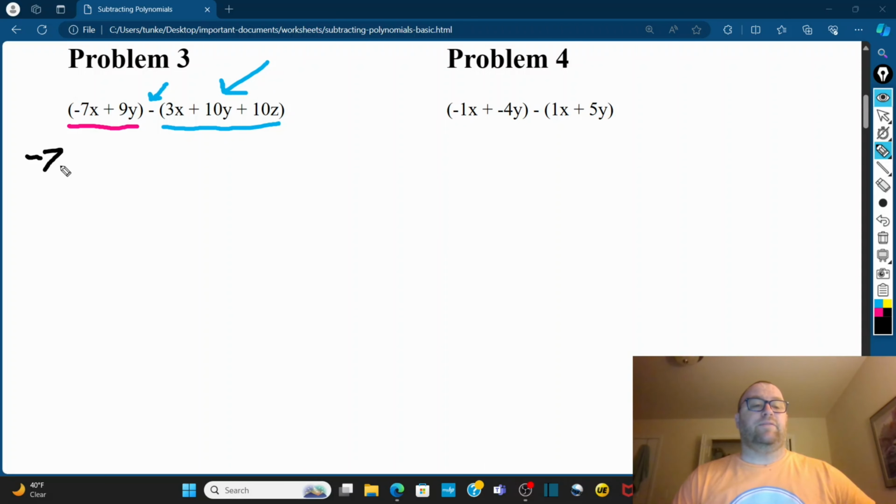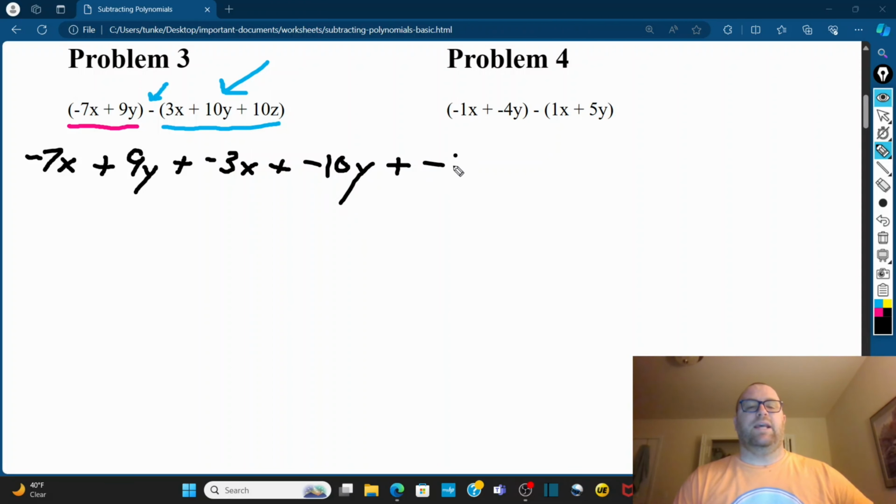So we keep the negative 7x as is, keep the 9y as is, and then we're going to change this positive 3x to plus a negative 3x. We're going to change this positive 10y to plus a negative 10y. And we're going to change this positive 10z to plus negative 10z.